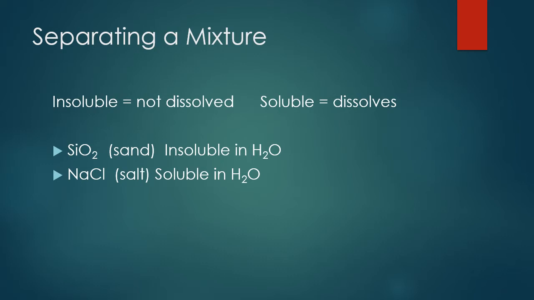When we say that a substance is insoluble, what we're looking at is that it is not dissolved. For a soluble substance, this would mean that yes, it has dissolved. In the case of silicon dioxide and sodium chloride, silicon dioxide in the form of sand is going to be insoluble in water. What that means is it's not going to dissolve in water. And you can see that because if you've ever gone to the beach, you can tell ocean water hits the sand and it does not dissolve the sand. The sand is still there.